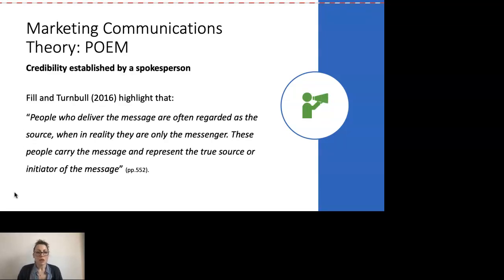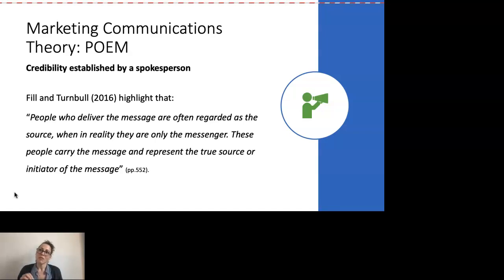So another thing that brands can do by using influencer marketing is actually leveraging the credibility of the influencer. So you're leveraging the credibility of the spokesperson. So Phil and Turnbull in 2016, their textbook, highlight that people who deliver the message are often regarded as the source, when in reality they are only the messenger. These people carry the message and represent the true source or the initiator of the message.